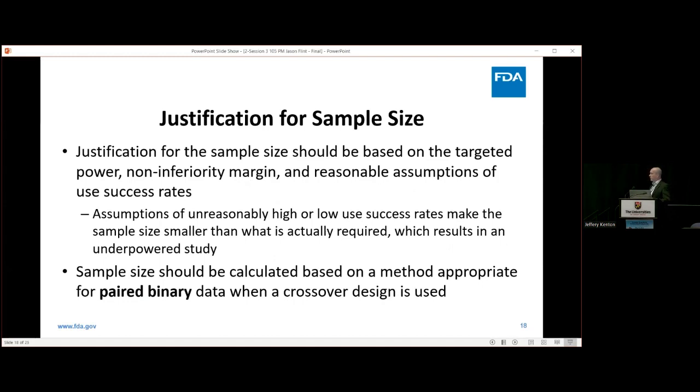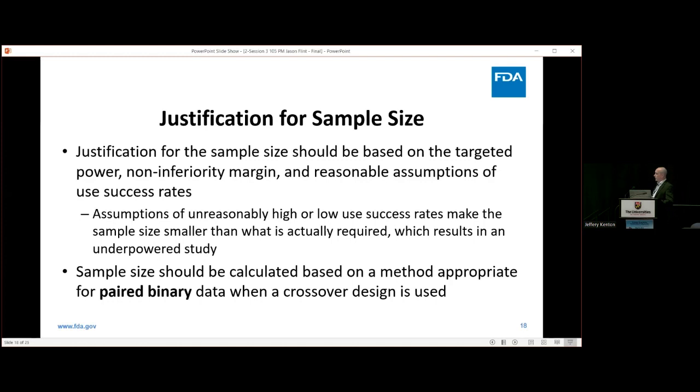Justification for sample size derives from that non-inferiority margin, and should be based on the targeted power, the non-inferiority margin, and reasonable assumptions of use success rates. We've seen some folks looking at research articles and things like that to help determine what a reasonable assumption of a use success rate might be for their product. Assumptions of unreasonably high or low use success rate make the sample size smaller than what is actually required, and that would result in an underpowered study.